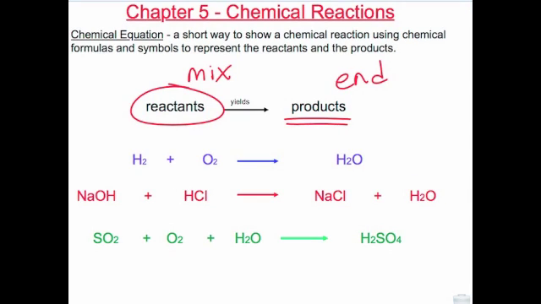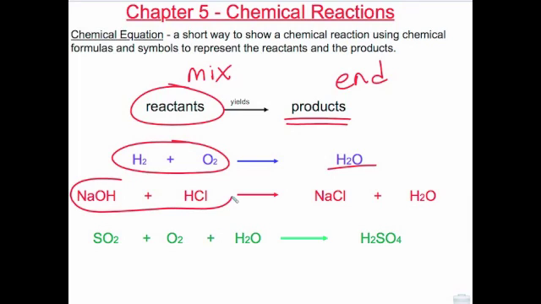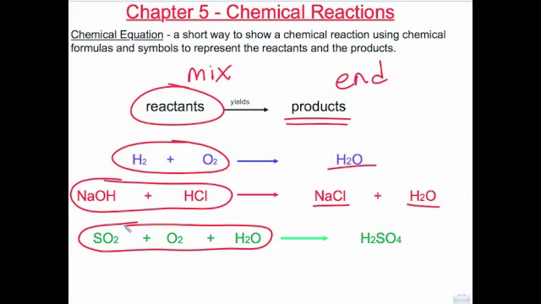Here are a few examples. The first, H2 plus O2 yields H2O. H2 and O2 are our reactants. That's what we're mixing. That's yielding H2O, water. That's our product. The second example, sodium hydroxide and hydrochloric acid are reactants. That's what's being mixed. They're yielding the products, sodium chloride and water. The last example has three reactants and only one product. Sulfur dioxide, oxygen, and water are producing sulfuric acid.